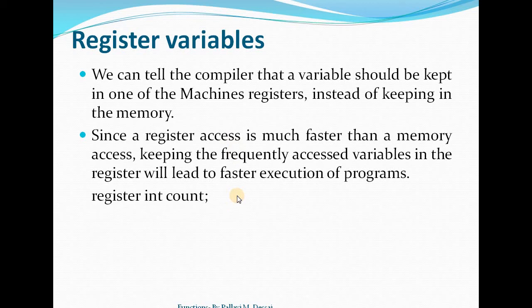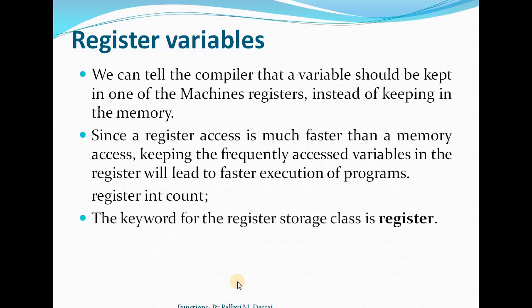So how are we going to declare that a particular variable is to be stored in a machine's register? Just use the keyword register, as in register int count. So in this given example, this count variable will not be created in the memory, but we are going to use the machine's register. The keyword for the register storage class is register. So this is all about the storage classes used in C programs.